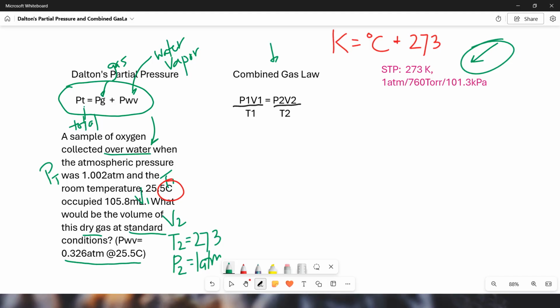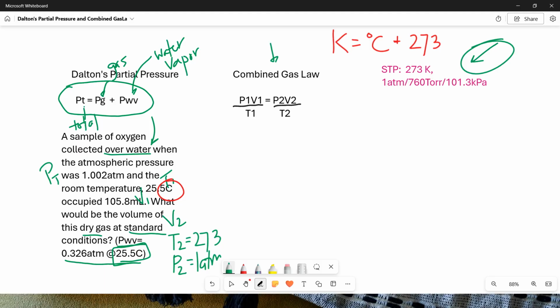Now notice this. This comes from a chart. Water vapor pressure will increase or decrease based upon the temperature. And so if we look here, the water vapor pressure at 25.5 degrees Celsius is 0.326 atmospheres. So to do this problem correctly, I need to know the pressure of the gas. I need to solve for this first. So the total pressure was 1.002 atmospheres.